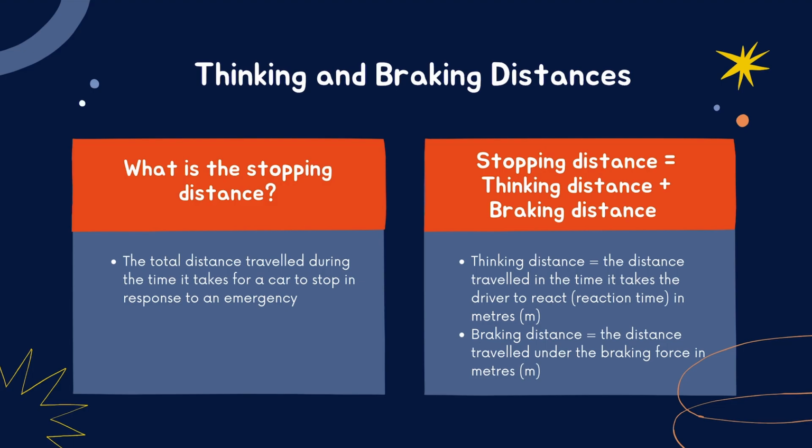It can be written as an equation as well, as we can see on the screen, which is stopping distance is equal to thinking distance plus braking distance, where thinking distance is equal to the distance travelled in the time it takes the driver to react, otherwise known as the reaction time, in meters, and braking distance is the distance travelled under the braking force in meters. So the stopping distance is the sum of the thinking distance and braking distance in meters.